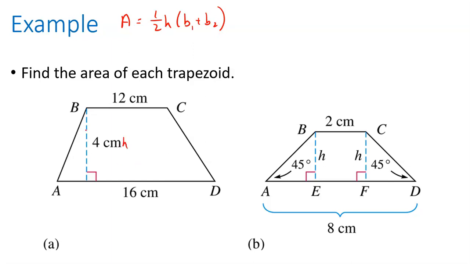The height is 4 centimeters. That's the altitude drawn perpendicular. The two bases are 12 and 16, so I'm going to write in 1/2 times 4, right? That's the height. And then the sum of the bases, 12 plus 16. So 12 plus 16 is 28. Half of 4 is 2. 2 times 28 is 56. And we're in square centimeters.